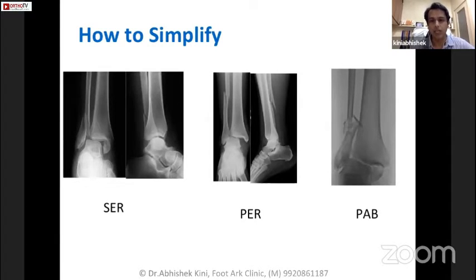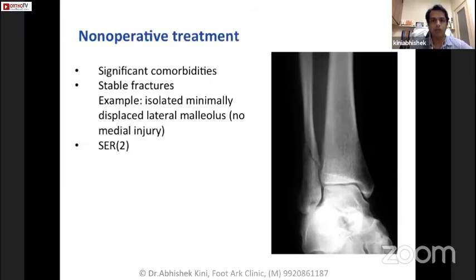So first look at the medial malleolus, then come to the lateral malleolus or the fibula fracture, and you will know which mechanism of injury you are dealing with.